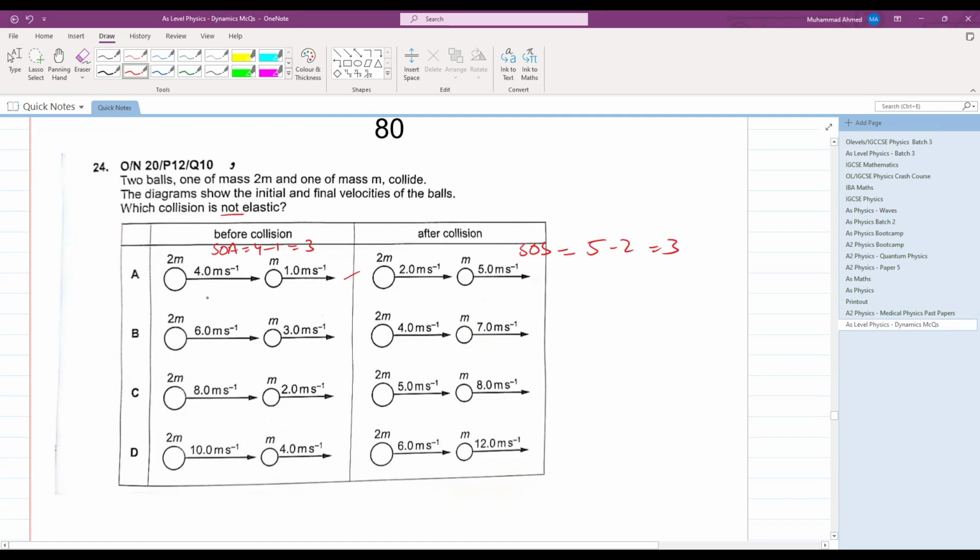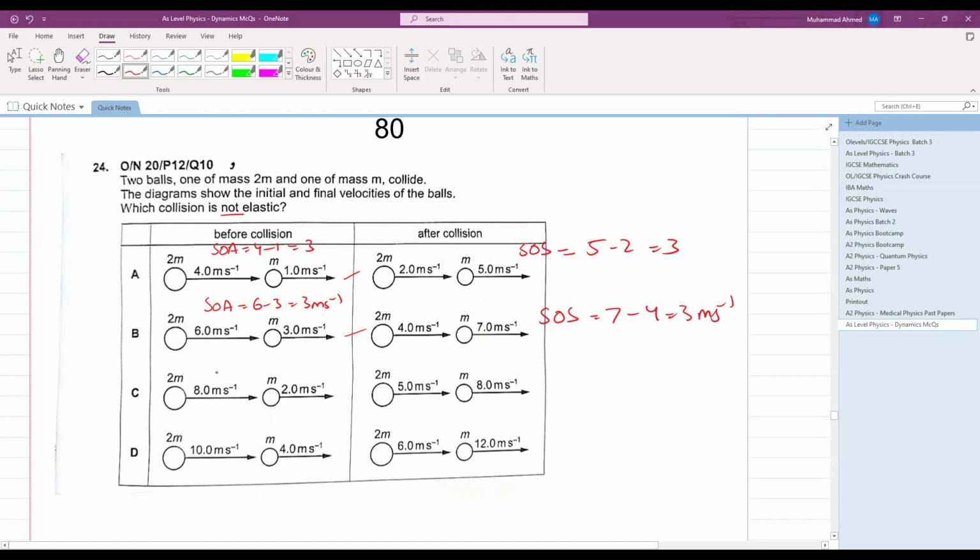Okay. So in part B, if you analyze, the speed of approach will be what? 6 minus 3, that is 3 m s^-1, since both of them are in the same direction. And in part B, speed of separation will be what? 7 minus 4, that is 3 m s^-1. Perfect. This is also equal to each other. So B is also elastic. This cannot be my option.